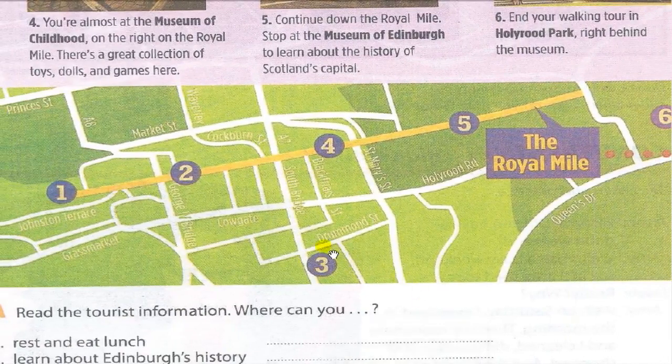7. This is a map of the places. You have the first place here, second, third, fourth, fifth place. This is the Royal Mile Street. And here we have the museum. Behind it, you will find Holyrood Park.